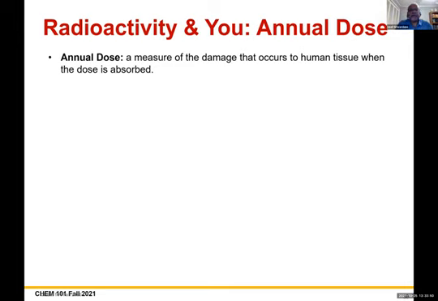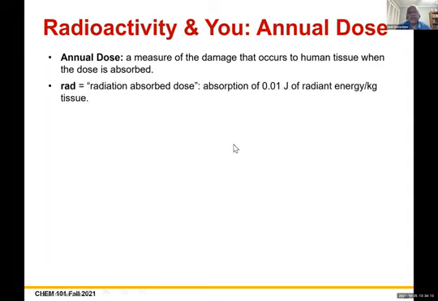So annual dosage of radiation damage happens to humans when they are exposed to radiation. Radiation exposure causes ionization in the tissues that can lead to mutations, radiation damage, and other disease conditions.